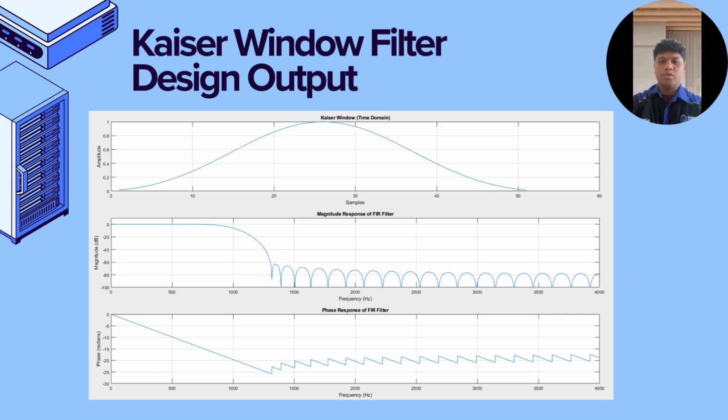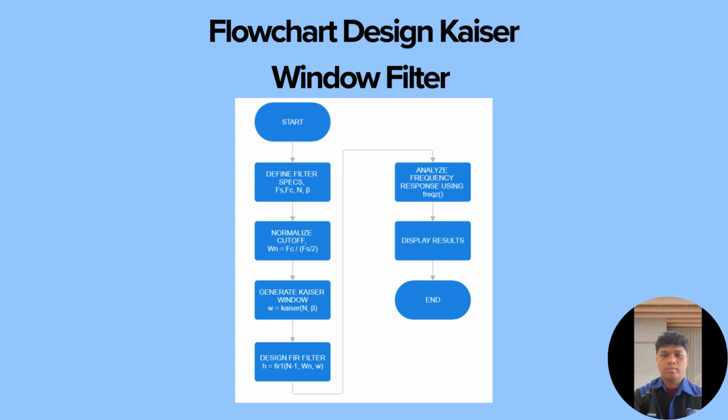For the third graph, it shows the phase response. The phase is almost linear across frequency, which is important for preserving the shape of signal, especially in audio or communication applications. Now I will present the flowchart to design the Kaiser window filter.